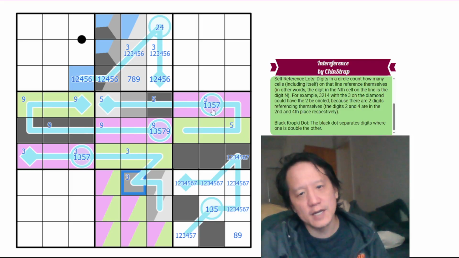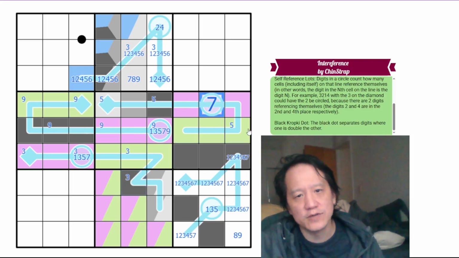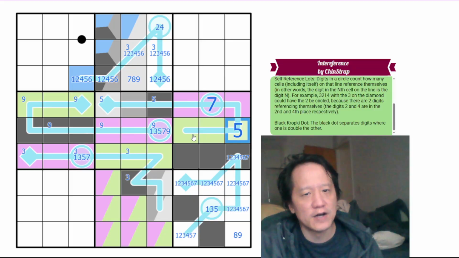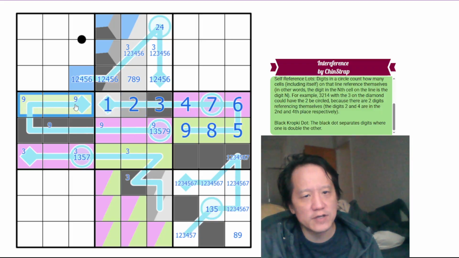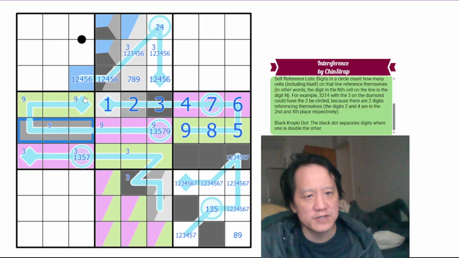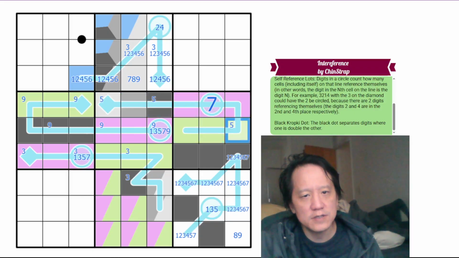So again, this cannot be 7 here, because if we tried 7, that forces this to be 5. That means every other digit on this line must be self-referencing. So this is 9, 8, 6, 4, 3, 2, 1. That makes this 5, 8, 9 here. This is 1, 2, 3. But the 1, 2, 3 says that the 4th, 5th, and 6th digits, 4, 5, and 6, have to be in the first, second, or third position, which is impossible. So then this means this can't be 7.